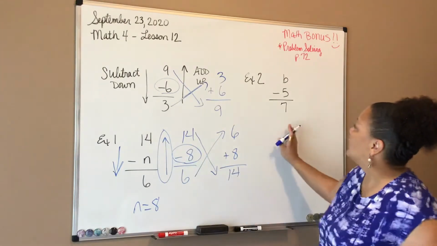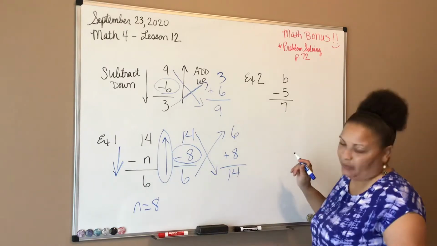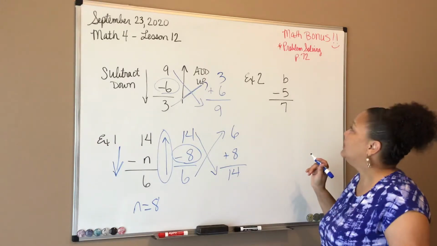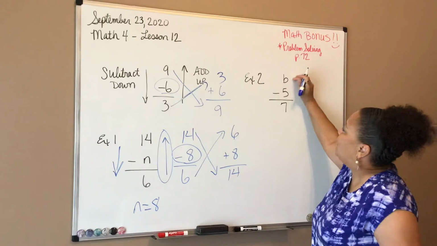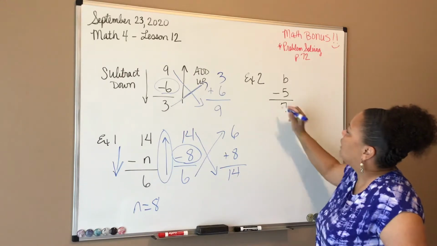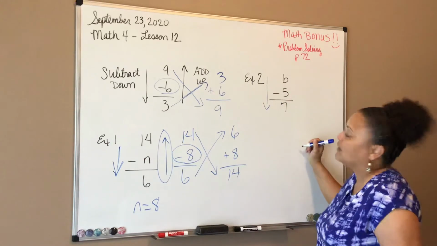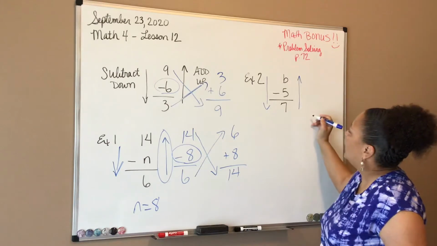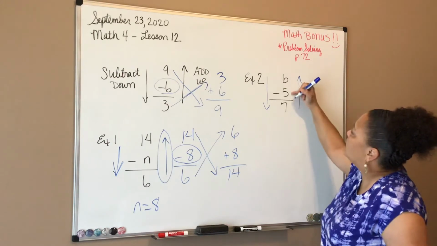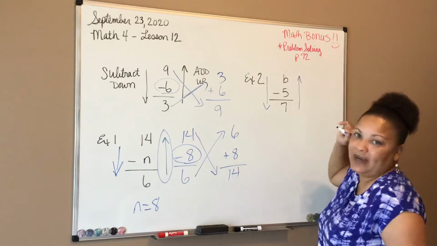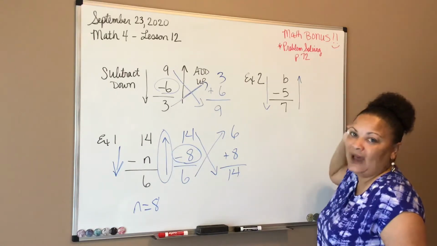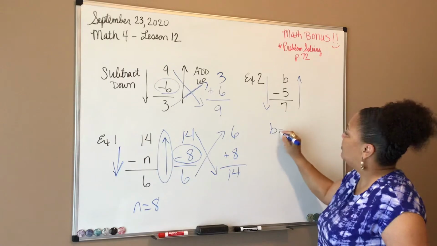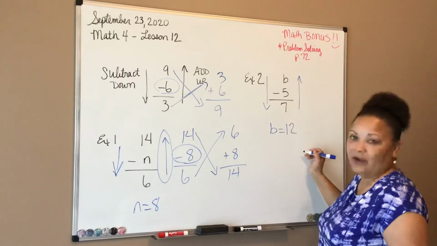So moving on to example 2. This is going to be a pretty quick lesson, guys. Pretty easy. All right. So we have b minus 5 equals 7. So that's the going down scenario. So in order to check it, we will add up, right? So 7 plus 5 should equal b, correct? So what is 7 plus 5? We would say that b should be equal to 12, right?